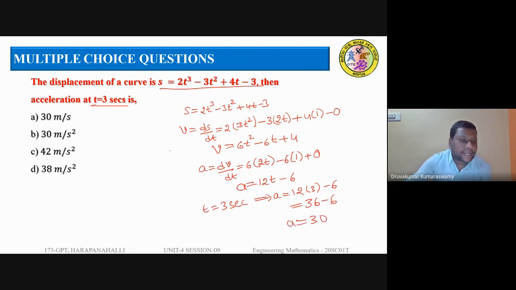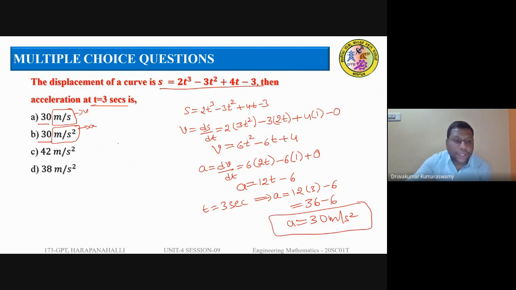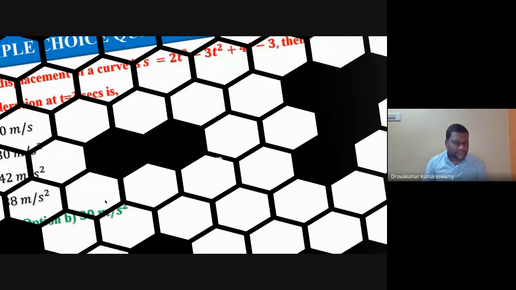Again, where it is 30, we have option A also 30, option B also 30. Then which option do we have to choose? We have to go for units again. Here it is meter per second and here it is meter per second square. So meter per second is for velocity and meter per second square is for acceleration. Therefore, the right answer is option B. A is equal to 30 meter per second square. Therefore, for the given displacement at t is equal to 3 seconds, acceleration is 30 meter per second square.